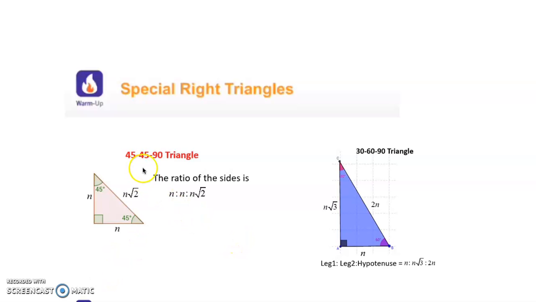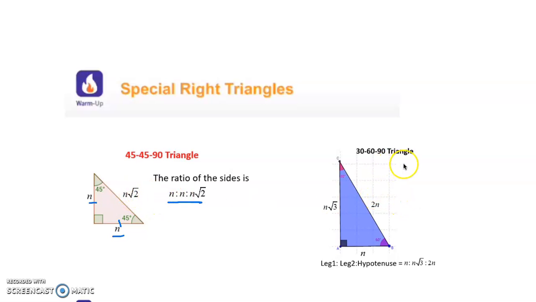The two special right triangles we've talked about before are the 45-45-90 triangle, which is an isosceles triangle because the two base angles are 45 degrees. What we know about this is the ratio of the sides. The isosceles triangle means these two sides are congruent, so they're both n, or any number, and then the hypotenuse is always the length of this side times the square root of 2. So that's a good thing to remember and know.